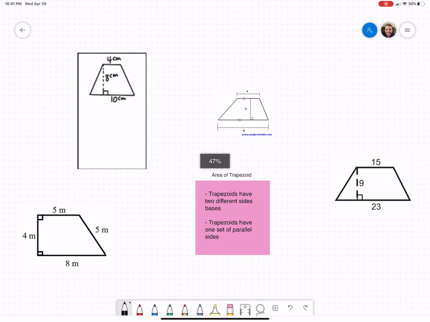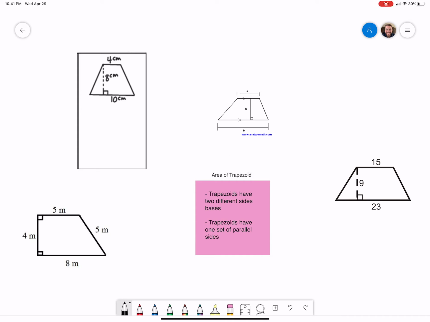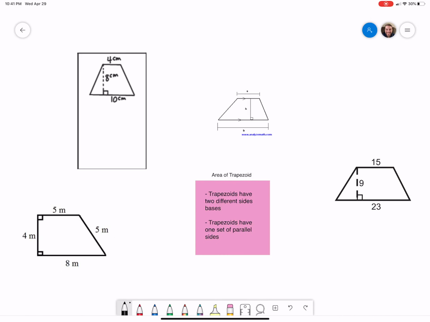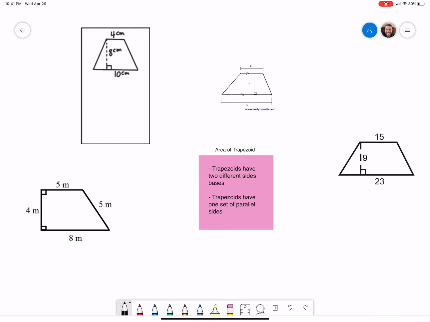Today what we're going to do is look at the area of a trapezoid. I mentioned yesterday the area of a trapezoid lesson. I want to make sure you understand how to find the area of a trapezoid, because it's a little different than what we've done before. It's kind of like combining both the area of a parallelogram and the area of a triangle. So just a couple notes about area of a trapezoid.